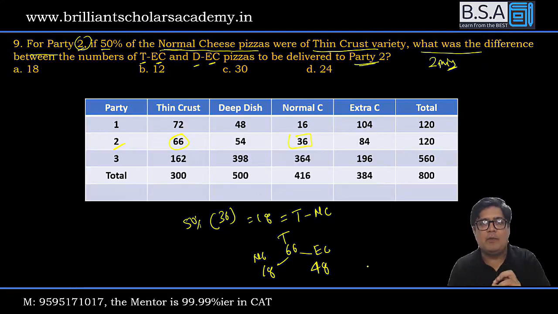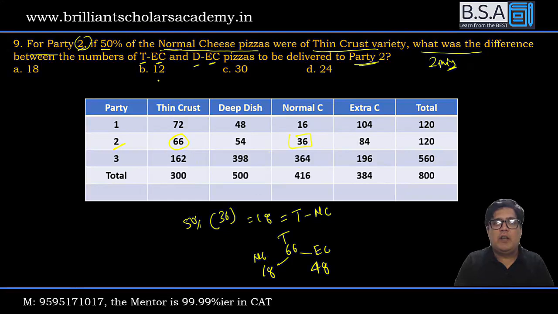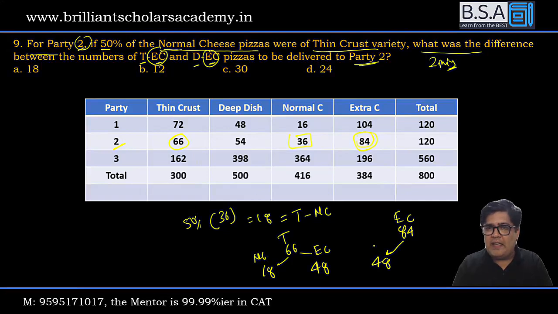Now don't run ahead. What do you want? You want the difference in extra cheese. Okay? Go to extra cheese. How many extra cheese are there? 84. Out of these 84, 48 are thin crust. So how many are deep dish? Minus these two. 36. Now what is your answer?